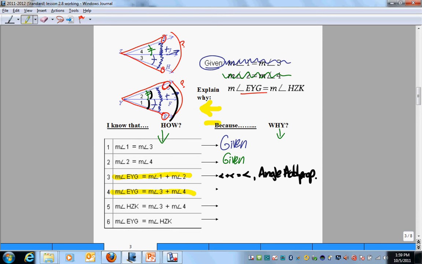They add together to make a PK. It's proving that they are therefore equal.